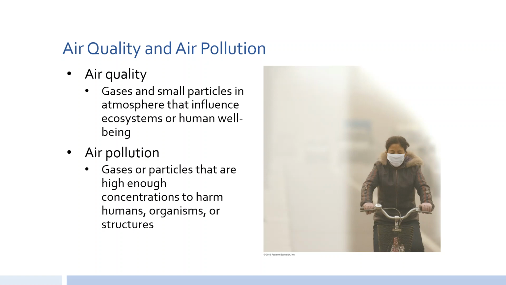Air pollution is when gases or particles are in high enough concentrations that they harm humans, organisms, and structures. So air quality is just looking at what is in the environment that can influence human well-being and ecosystems. But now when we get to air pollution, those concentrations are high enough that they have the potential to affect your well-being. So we can see here there is a cyclist wearing a protective mask in China in order to filter out some of that air pollution.